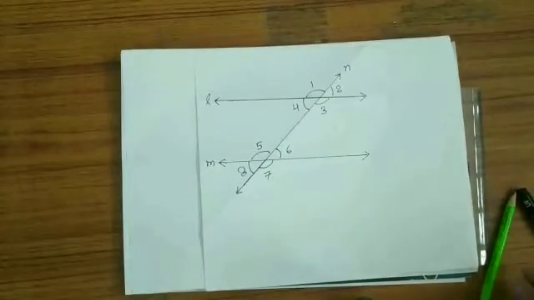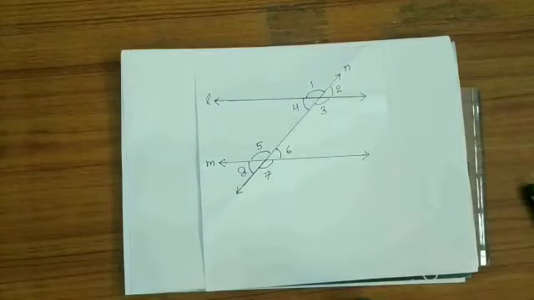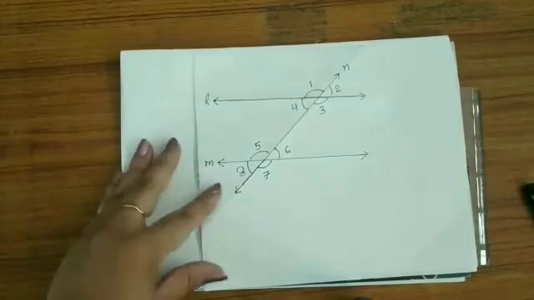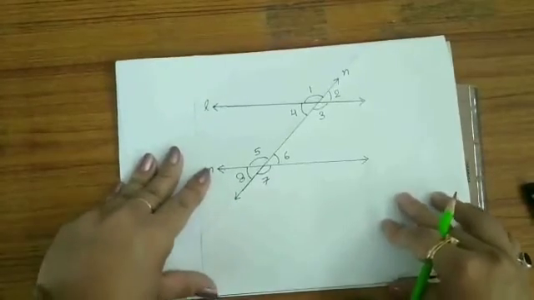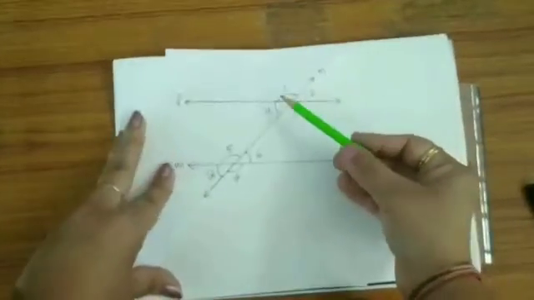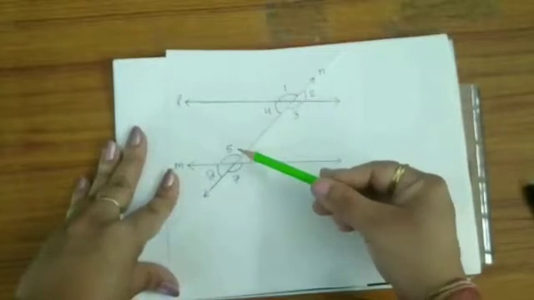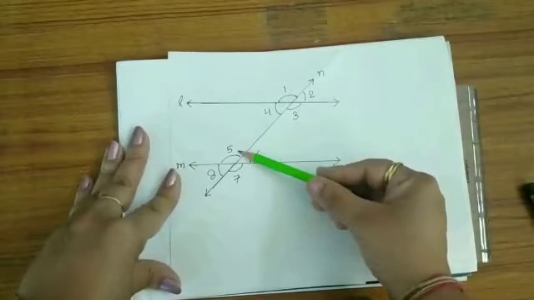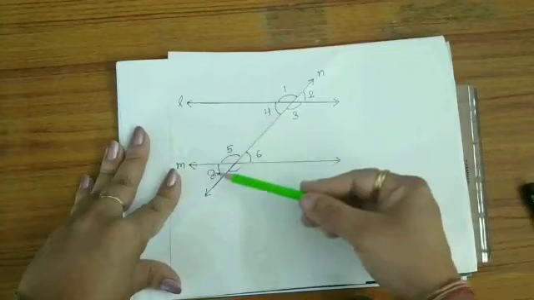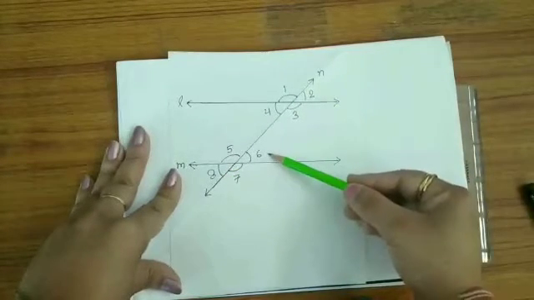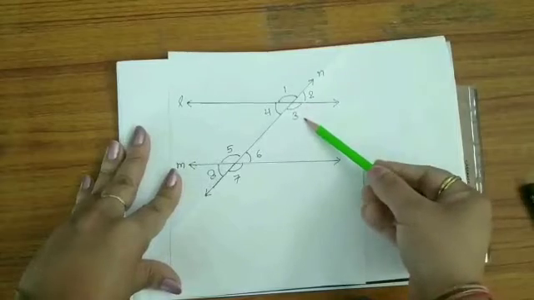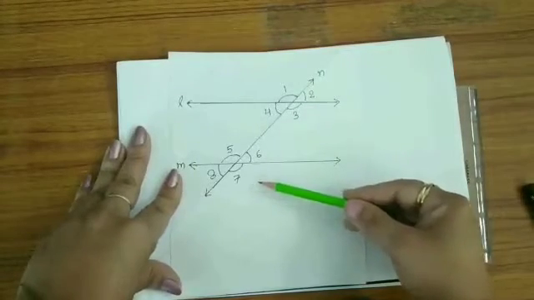But firstly, before that, you remember students, I taught you before and you know as well what the corresponding angles are. So you can see students, what are the corresponding angles here? Angle 1 and angle 5 are corresponding angles. Similarly, angle 4 and angle 8 are corresponding angles. Angle 2 and angle 6 are corresponding angles. And angle 3 and angle 7 are corresponding angles.